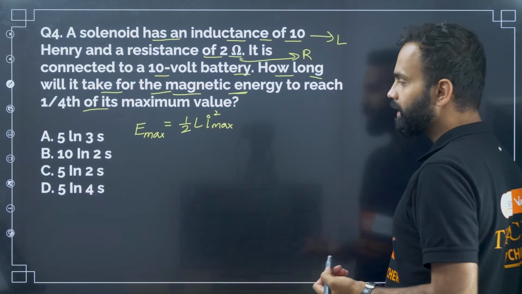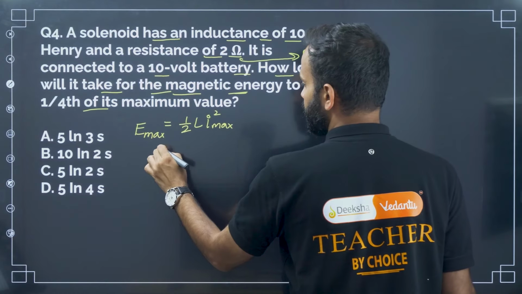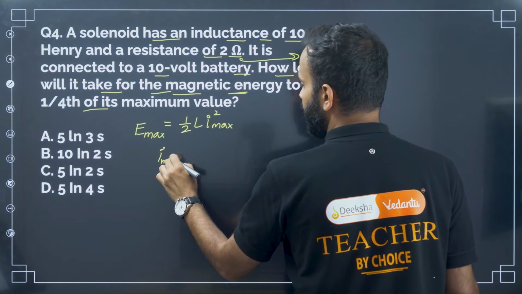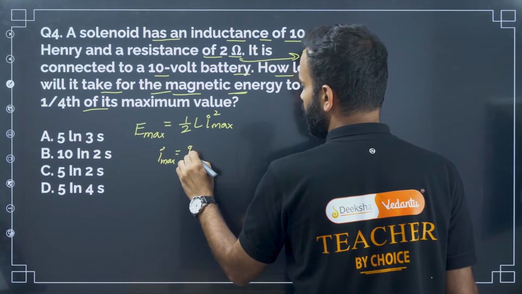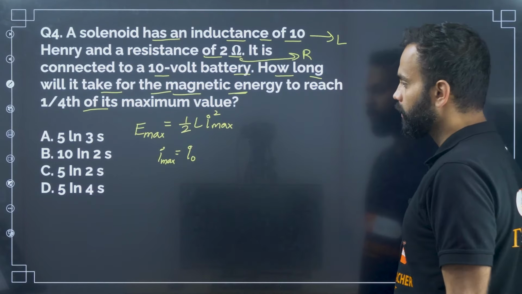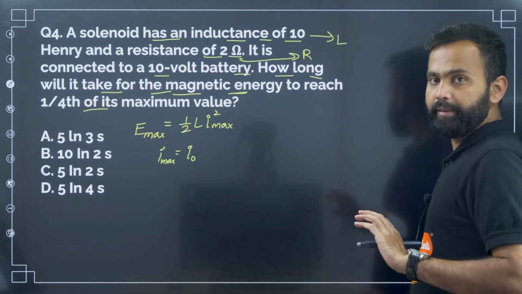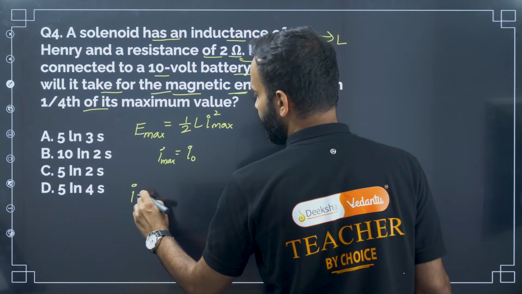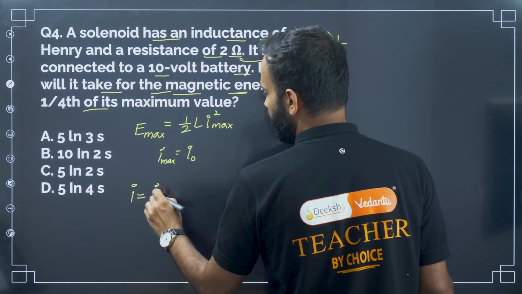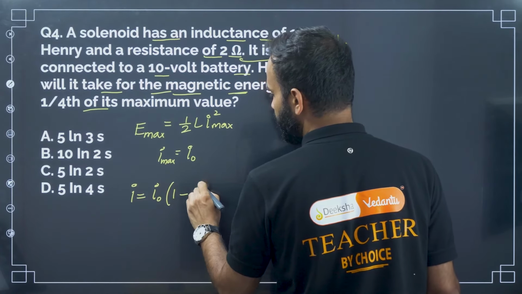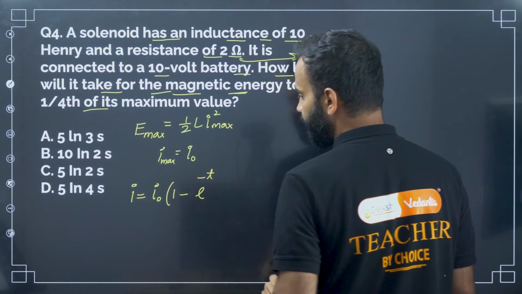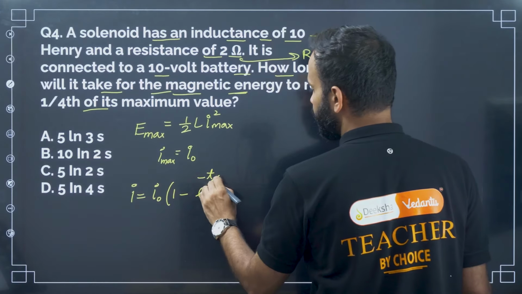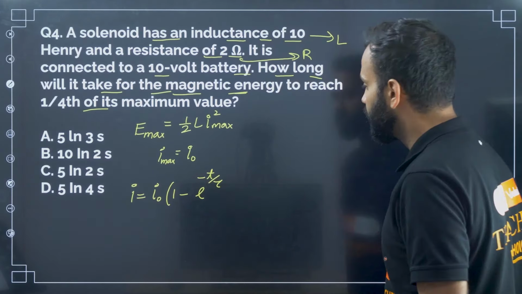So I max is I naught, the maximum current in the coil. Now at any time t, the current in the coil is I equal to I naught into 1 minus e to the power minus t divided by tau.